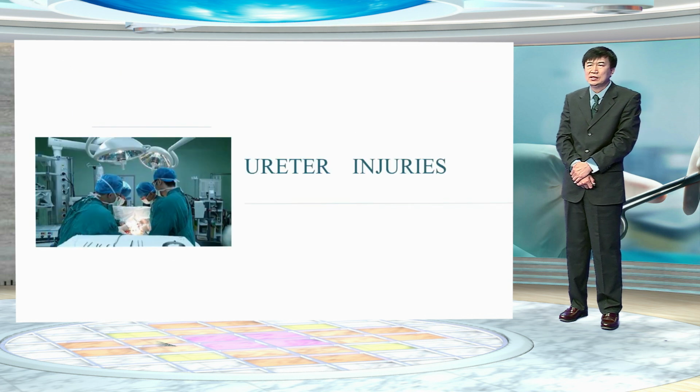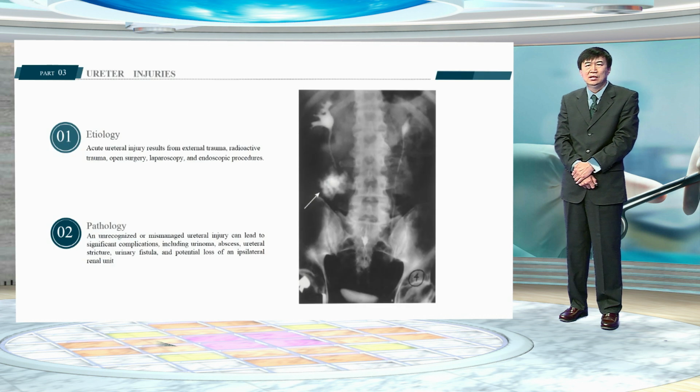The second is ureteral injury. Ureteral injury can result from external trauma, radioactive trauma, open surgery, laparoscopic and endoscopic procedures. Ureteral injury includes contusion, perforation, laceration, dehiscence, incision, torsion, ligation, transection, and ischemic necrosis.